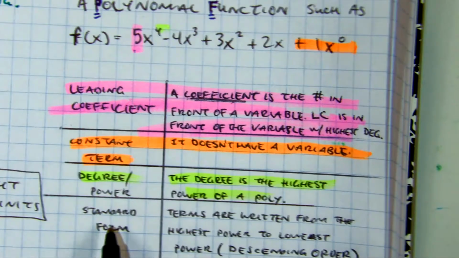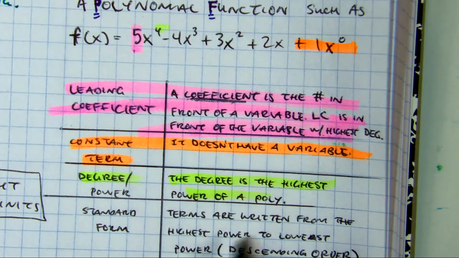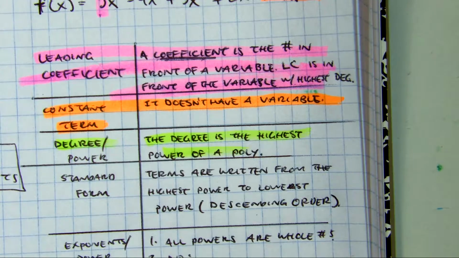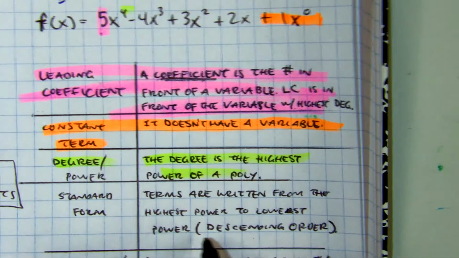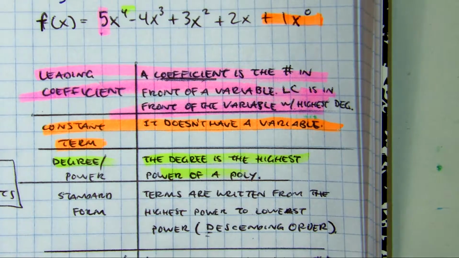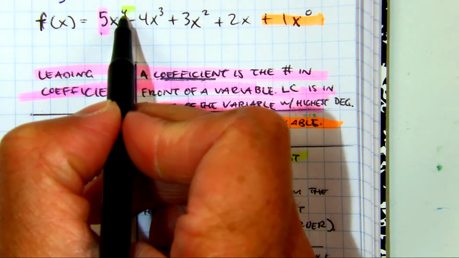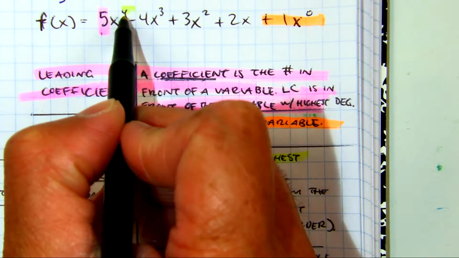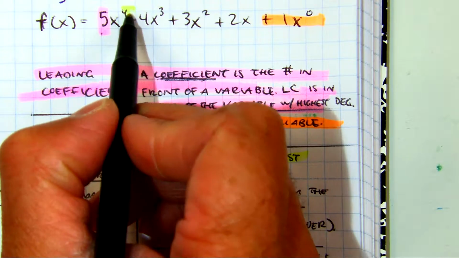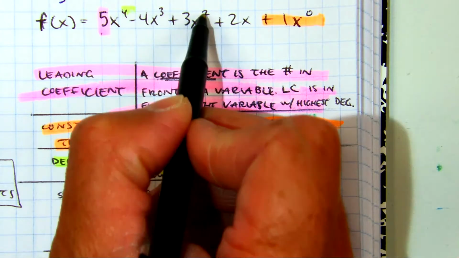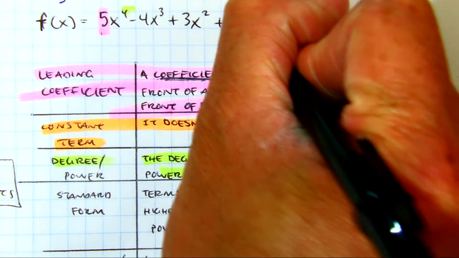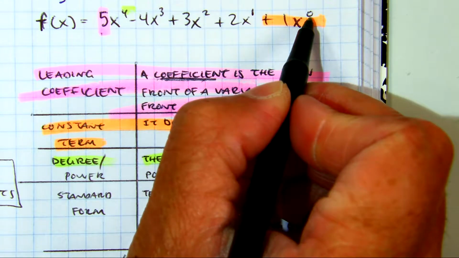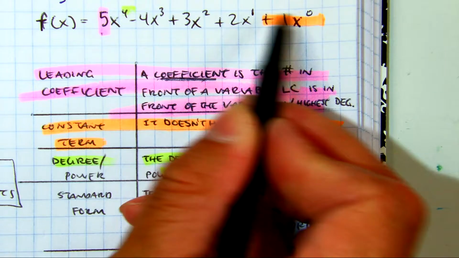Standard form. Terms are written from the highest power to the lowest power in descending order. Descending order starts with D for down. The numbers keep going down. Now notice how I'm pointing to the small exponent at the top right. 4, 3, 2. This one is a 1, and this is to the 0 power. Okay, so this is written in descending order.